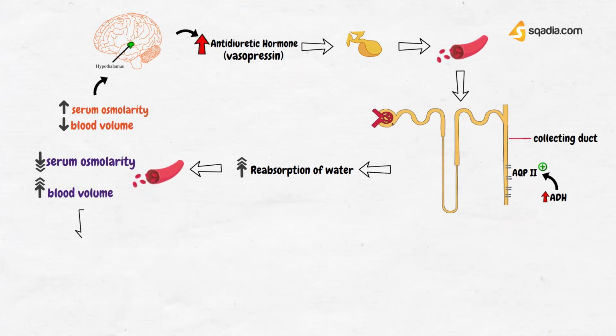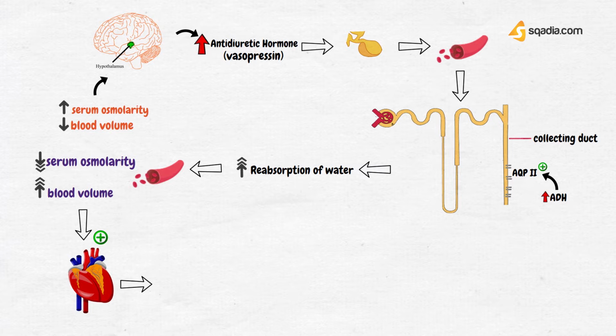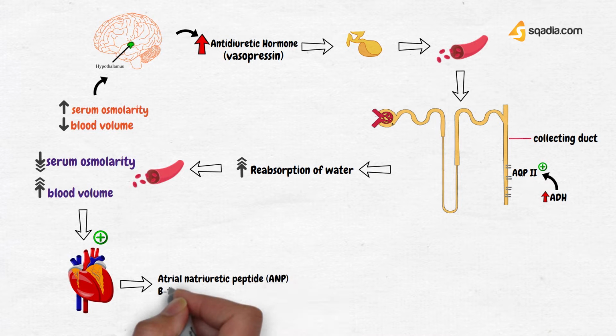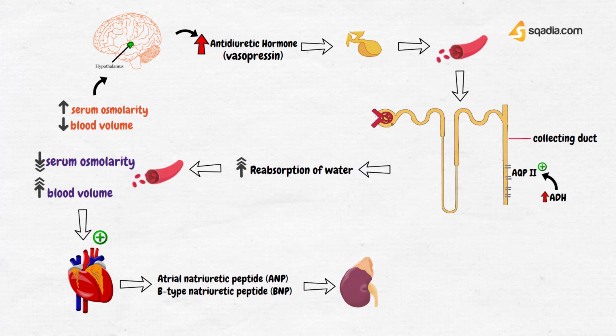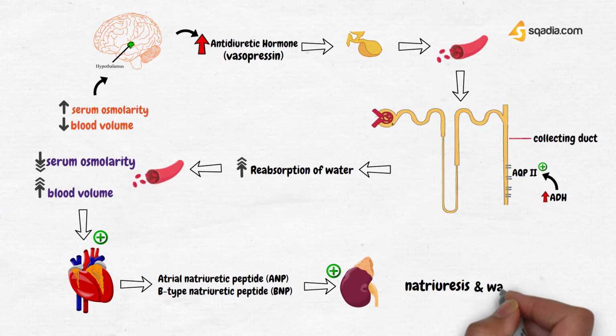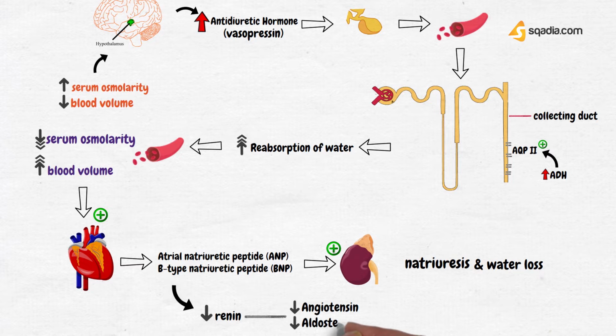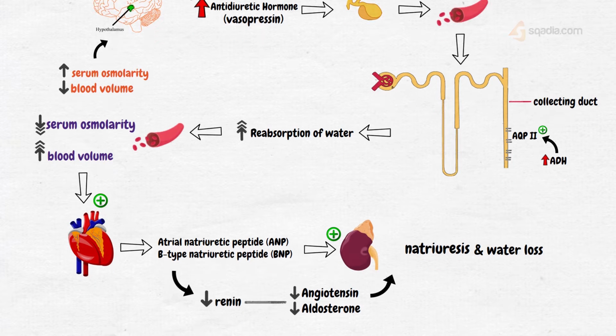But the story doesn't end here, because now the heart gets involved. In response to increased blood volume and decreased serum osmolarity, the atria release atrial natriuretic peptide and B-type natriuretic peptide, ANP and BNP, which promote natriuresis in the kidney, the excretion of sodium into urine. And what follows sodium into the urine? Water. ANP and BNP also inhibit the renin-angiotensin-aldosterone system, which results in the same effect of natriuresis and water loss.